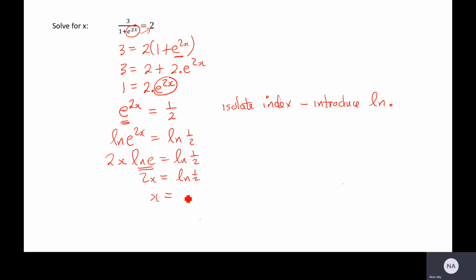x is equal to, divide by 2. I'm going to write that as a half ln of a half, which of course I can write as the ln of the square root of a half. You must be able to make these connections. Why is that so? Because that half can come to the top there. It becomes ln of half all to the power half, which is the square root. Now, that completes this particular lecture.